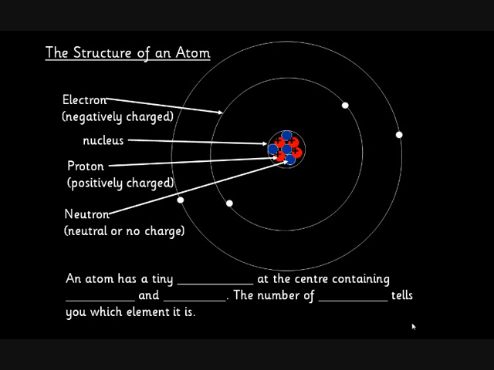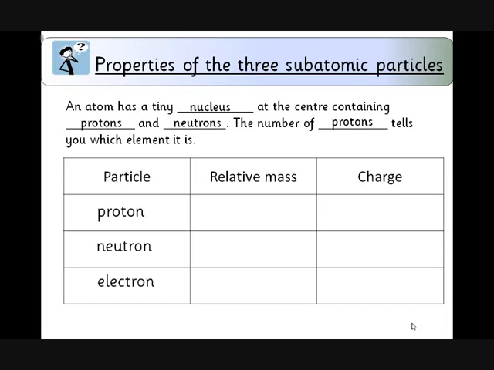So in summary, this little sentence at the bottom: an atom has a tiny nucleus. This is at the centre and it contains all of the protons and all of the neutrons. And key, just for the rest of this session, the number of protons tells you which element it is. So if you want to know what type of element this atom is, you need to count the protons, and we have got 4 protons.